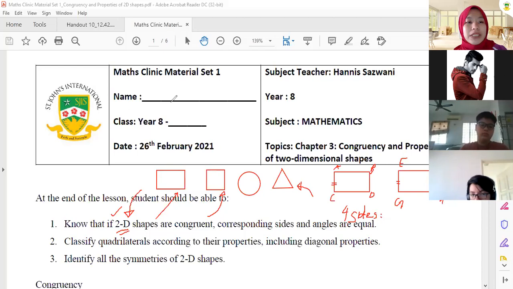Correct. It is always a four-sided shape. If it's not a four-sided shape, you don't call it quadrilateral. You call it another shape. If five-sided, you call it pentagon. If six-sided, you have another name, you call it hexagon. Four-sided, you call quadrilateral.